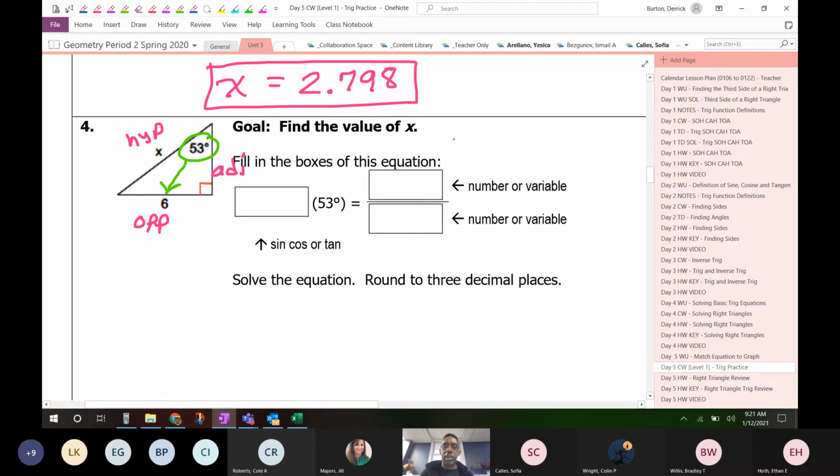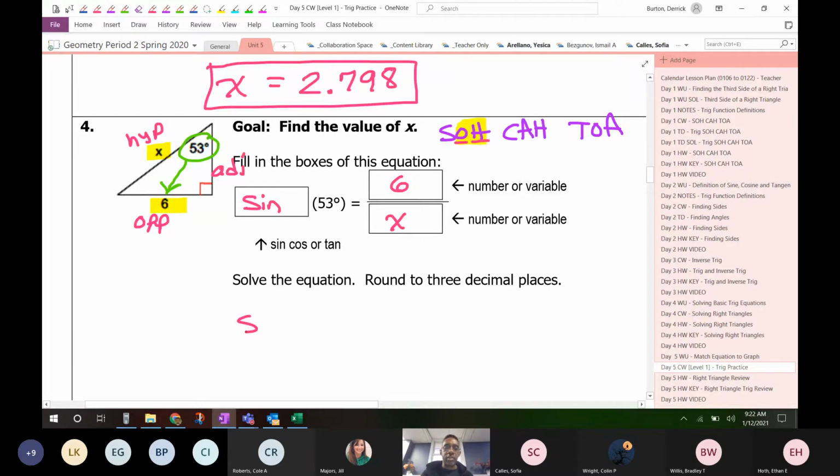You write SOHCAHTOA down. This helps us decide which one to use because of the sides. X and 6. That's opposite and hypotenuse. Oh, look, opposite and hypotenuse. That's right there on the sine function. So that tells me to go sine with it. Sine is opposite over hypotenuse. So that'll be, in this case, 6 over x.